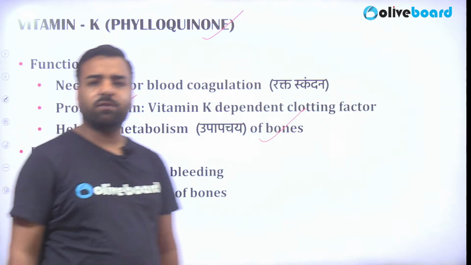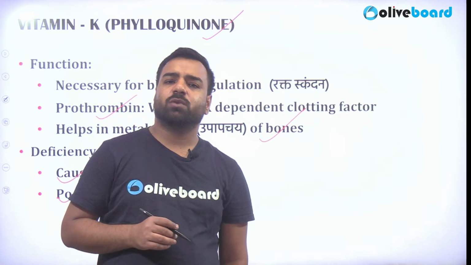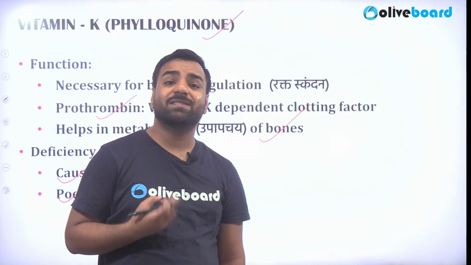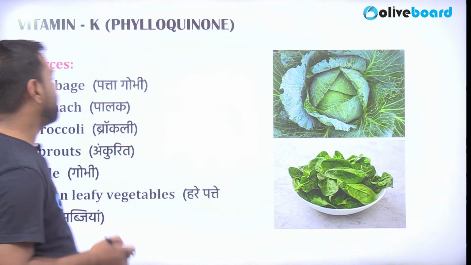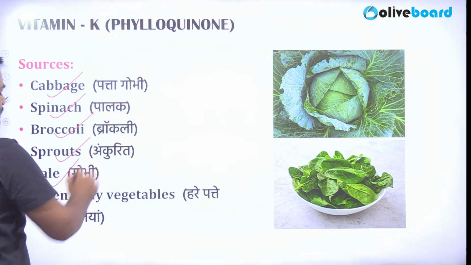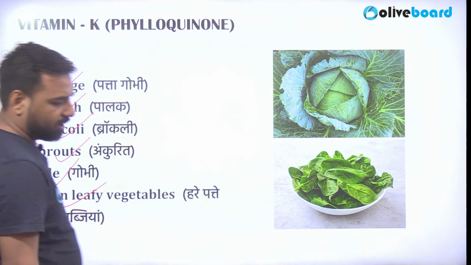So what can we have for vitamin K? For vitamin K, you can have green leafy vegetables, you can have broccoli, you can have spinach. All those green leafy vegetables, that includes cabbage, spinach, broccoli, sprouts, kale. So yes, they are the source of vitamin K.